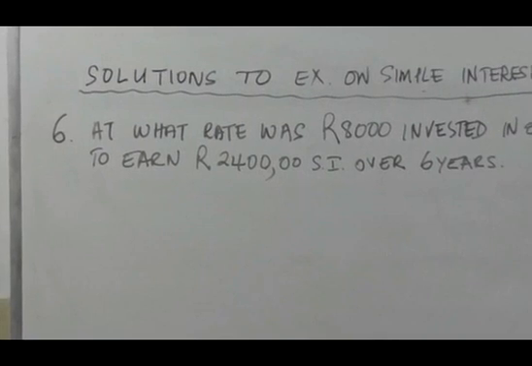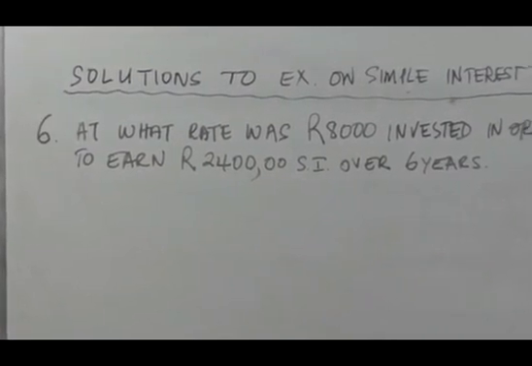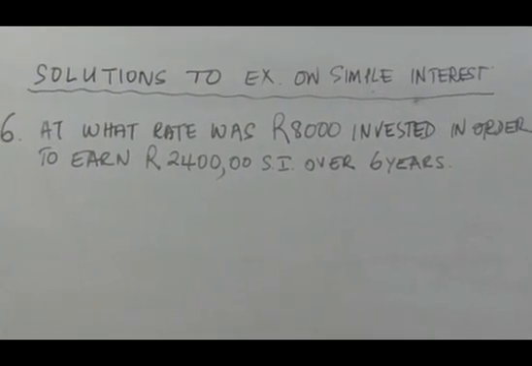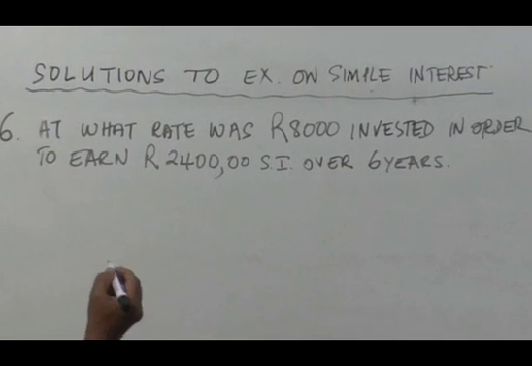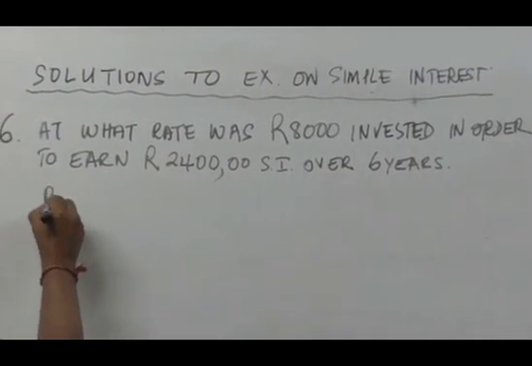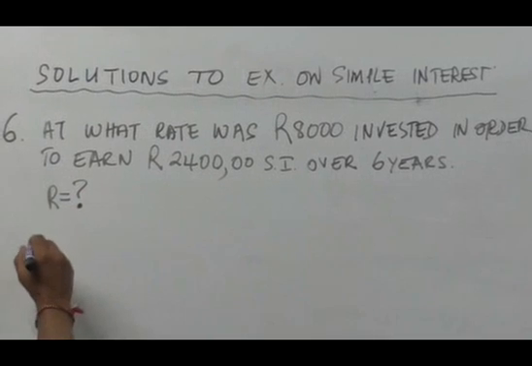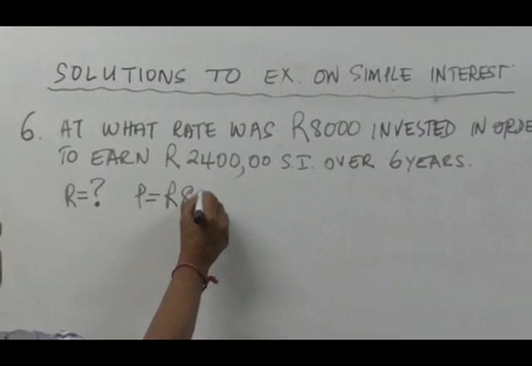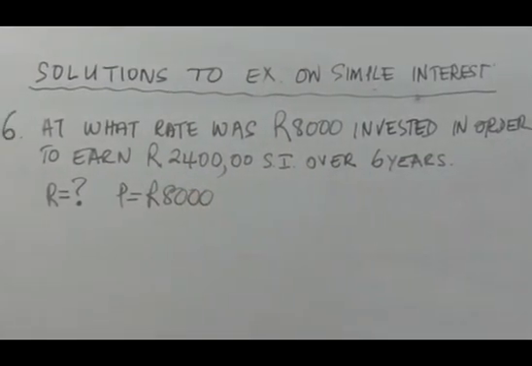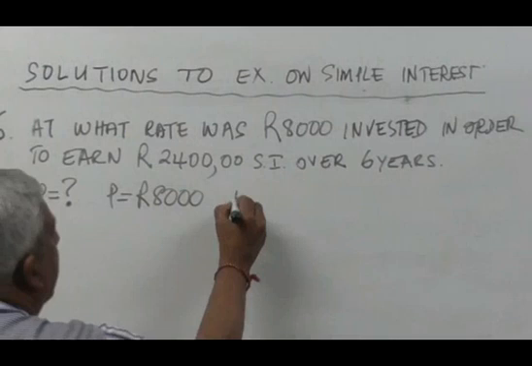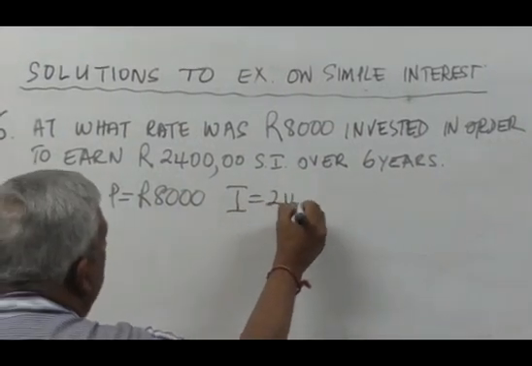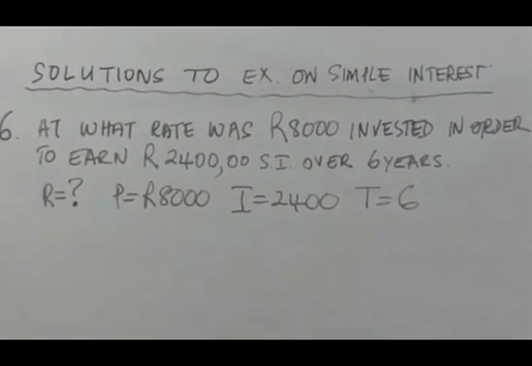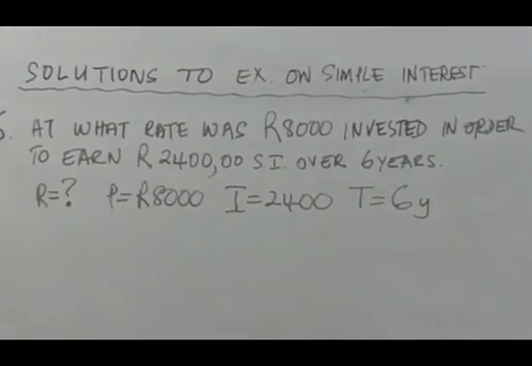Alright, number 6. At what rate was 8,000 Rand invested in order to earn 2,400 simple interest over 6 years? We don't know the rate. And 8,000 Rand was invested, that means the principal is 8,000 Rand. 2,400 Rand is the interest. And the time is 6 years.